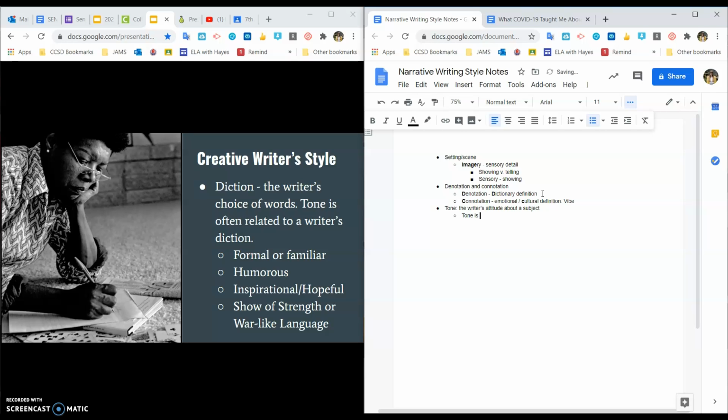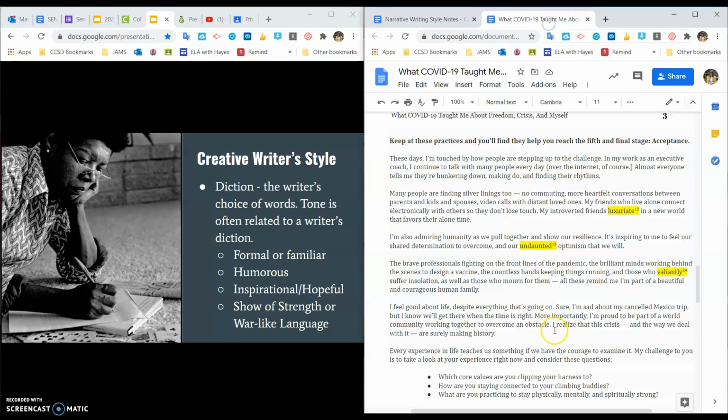Tone is developed through diction. Diction is just word choice. So if you write, the author uses diction, that is a duh statement, because you're just saying the author uses words. Of course the author uses words. You would say, however, that the author's diction at page whatever creates a tone of X. Okay, we develop our tone through our diction.